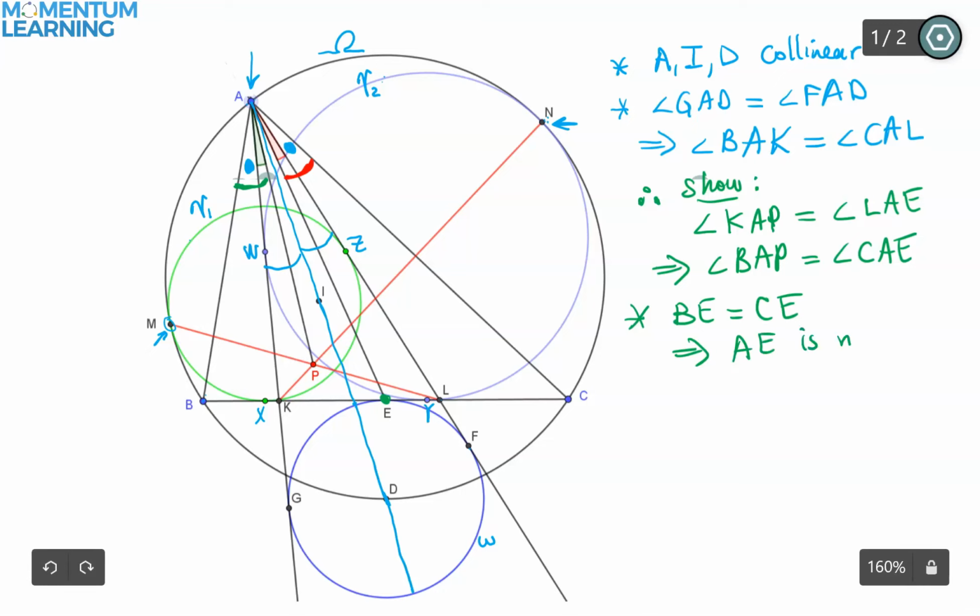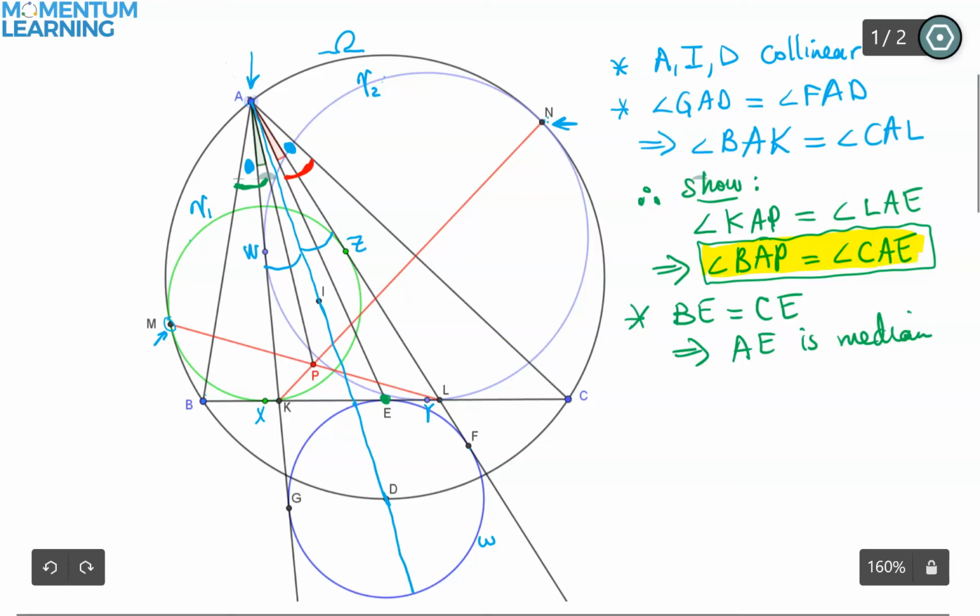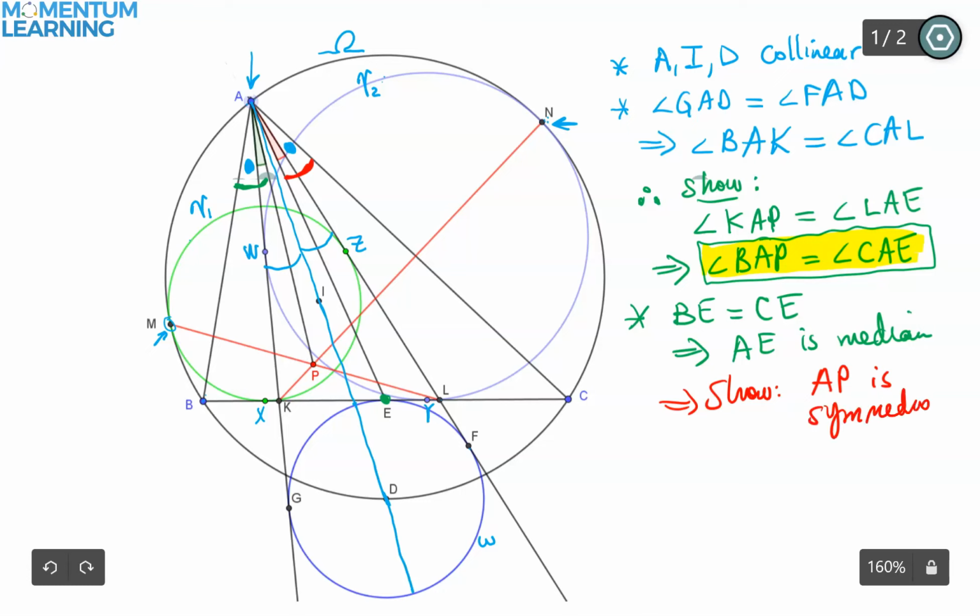AE is a median. So right now the question statement, we changed it to here, but now what the real question statement is, if AE is a median, the question is saying prove that CAE is equal to BAP. That is the same thing as showing that AP is a Symmedian line. That's what the question is asking after all.